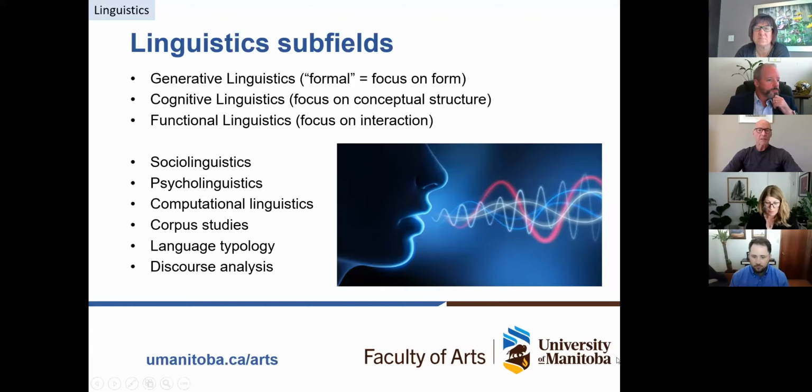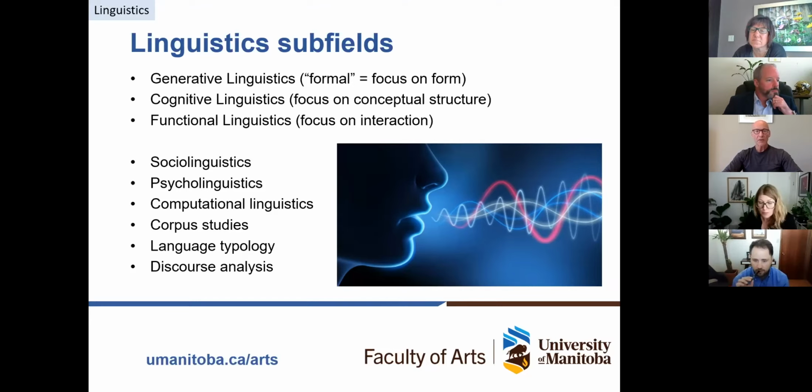But many linguists also consider themselves cognitive linguists. And in this way, we're interested in conceptual structure and the way that we think about the world, the way that we conceptualize the world, plays out actually in the structure of the language that we use.